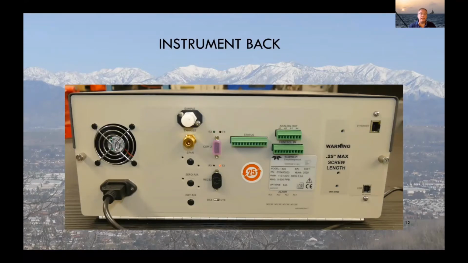This is the back of the instrument. Some of the key components here: you have a cooling fan, a sample inlet, and a sample exhaust. It's worthwhile to know that the sample inlet is obviously Teflon. The only materials that are allowed in ozone monitoring are Teflon and glass. But the exhaust port doesn't matter because the analysis has already happened, so it can be brass.